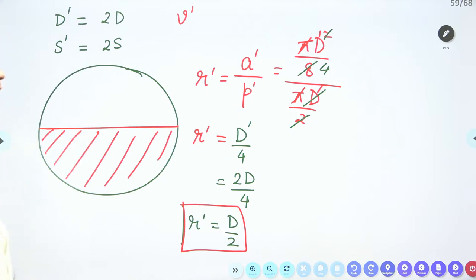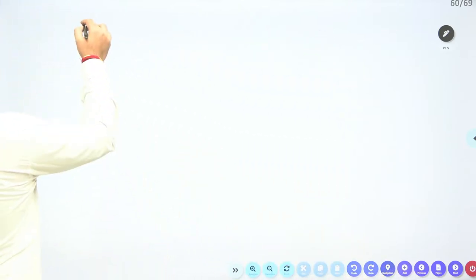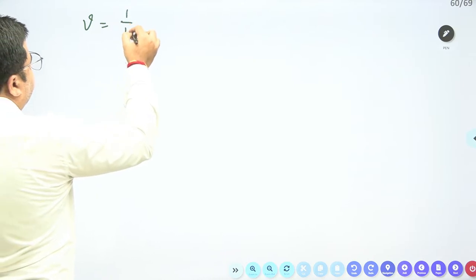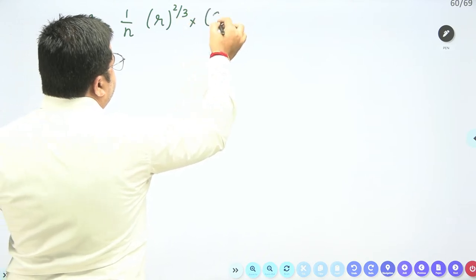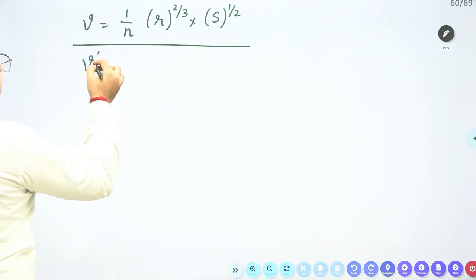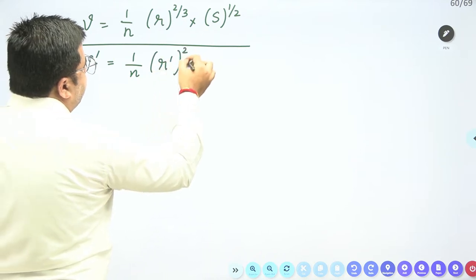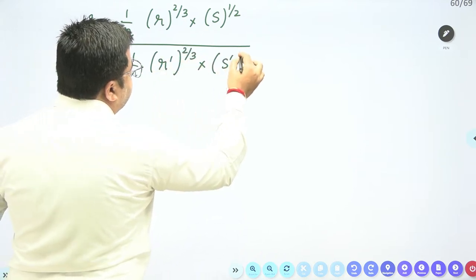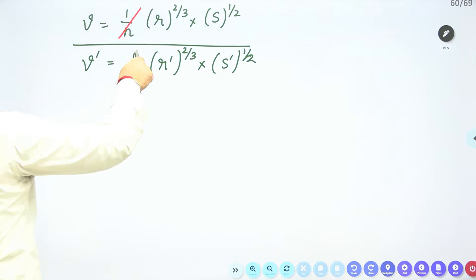This r dash is d by 2, right? Just consider both the expression for velocity. So we have v is equals to 1 by n r raised to the power 2 by 3 into s raised to the power 1 by 2. And we have the expression for velocity in which the diameter is increased. So r dash raised to the power 2 by 3 multiplied by s dash raised to the power 1 by 2. Right? So this is the expression. Since the material is not changing, therefore these Manning's constants are cancelled.